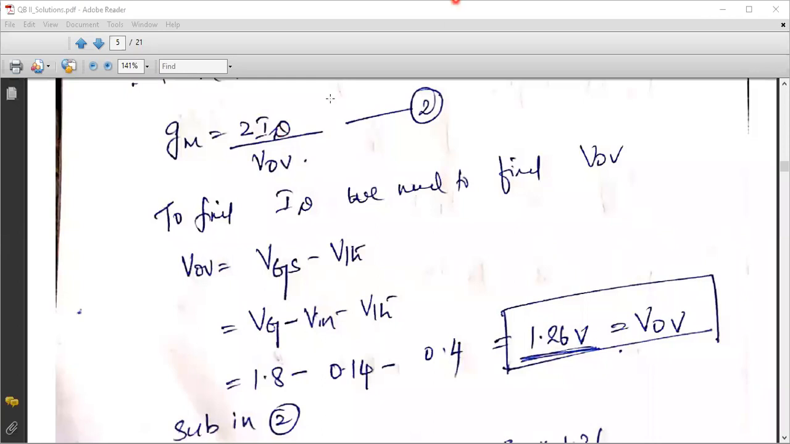Any doubts? Substitute in equation number 2, rearrange properly and find the answer for ID. ID is the only unknown.